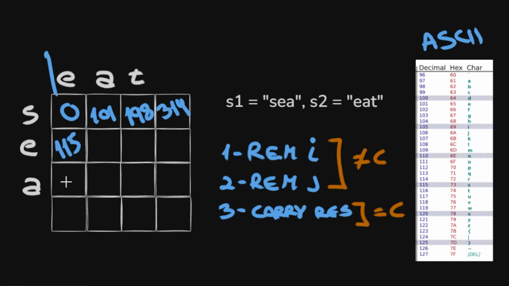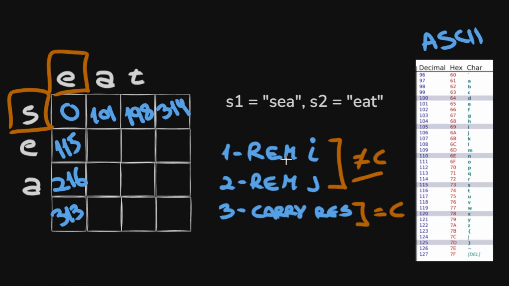We need to add the code for E. So 115 plus what we have here, 101, is 216. If we do the same here, we get 313. Now we are standing here, so we are looking at these 2 characters. And remember that when the characters are different, we can either remove i or remove j. Let's say that we remove i, so we remove this character.